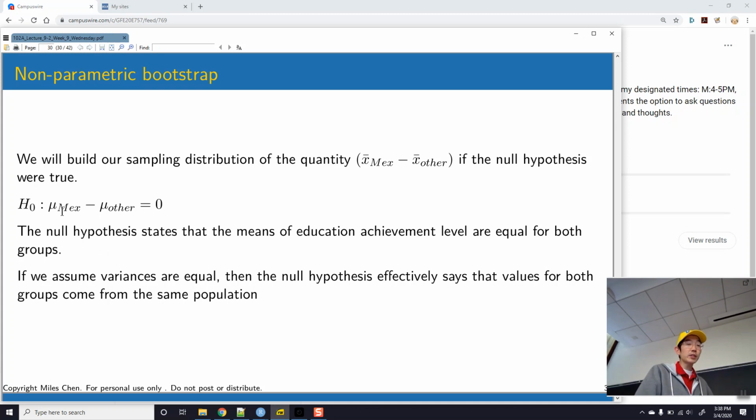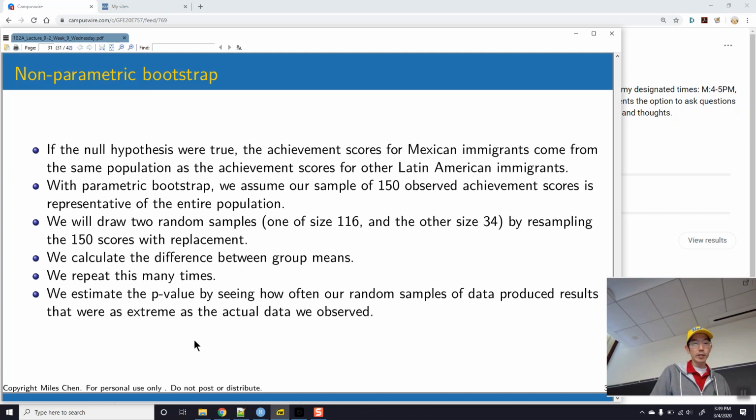The null hypothesis states that these two means are equal. If we assume the variances are equal and that the means are equal, we're effectively saying that the values for both groups are coming from the same population. That the achievement scores for Mexican immigrants come from the same population as the achievement scores for immigrants from other Latin American countries. All right, and so this is our setup for the non-parametric bootstrap.